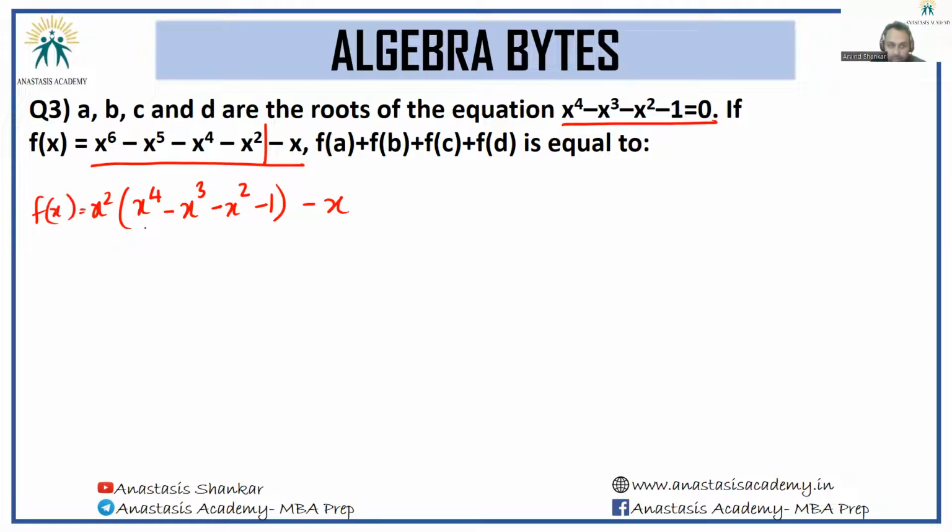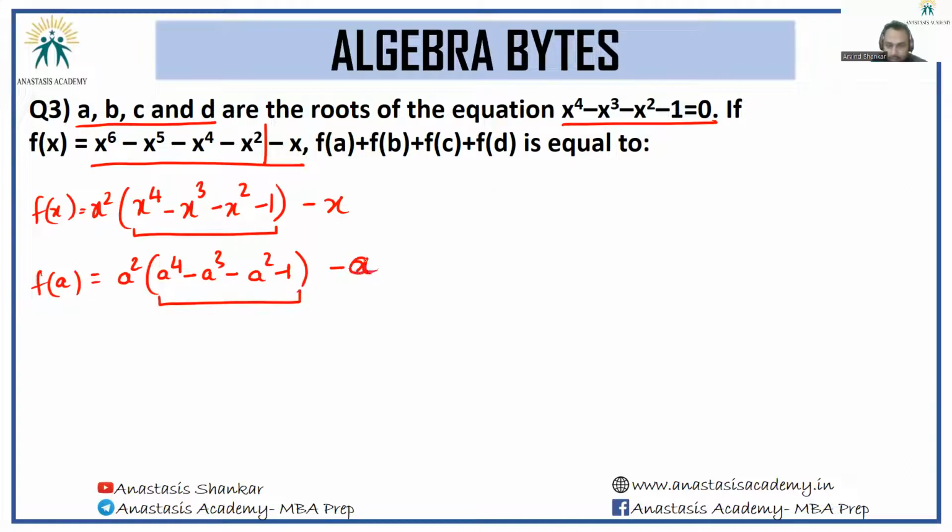Now for this term within bracket, I know the roots are A, B, C, D. So when I'm looking at f(a), I'm effectively looking at a squared into a to the power 4 minus a cubed minus a squared minus 1 minus x. And because a is a root of this expression, can I say, sorry, not minus x, minus a, this portion is going to be equal to 0. So f(a) for us is effectively equal to minus a.